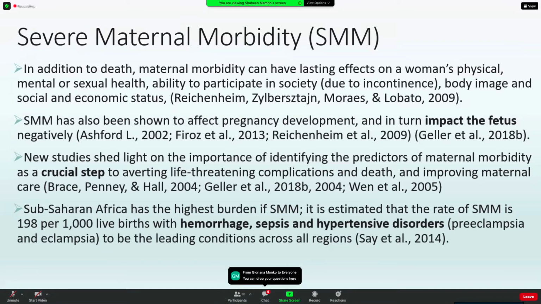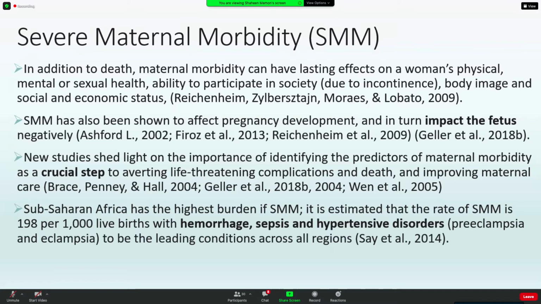New studies now suggest that instead of focusing on maternal mortality, we should look at maternal morbidity as a means of reducing mortality, because for maternal morbidity there is more data to look at, and with much more data, you can make better predictive models. So instead of trying to avert the death, we can intervene before the pregnant woman actually gets severely sick, and we prevent the morbidity, and hence we can prevent death. Now, sub-Saharan Africa has the highest burden of SMM.